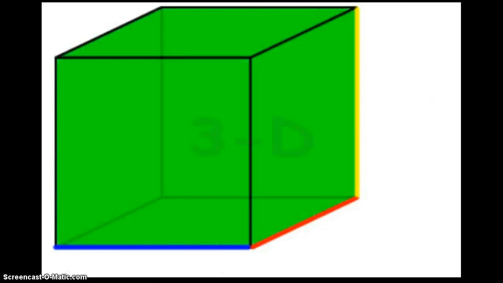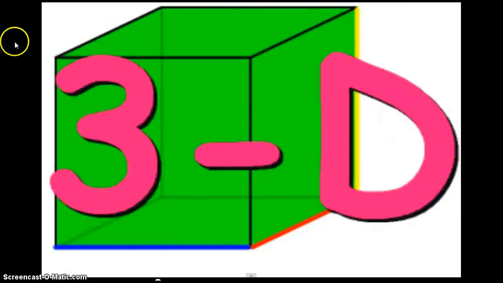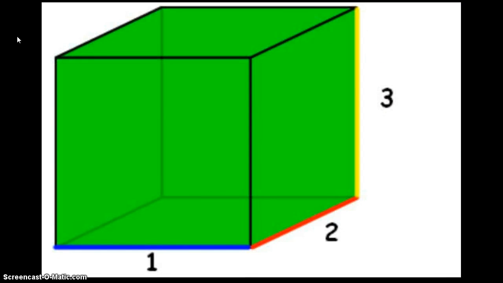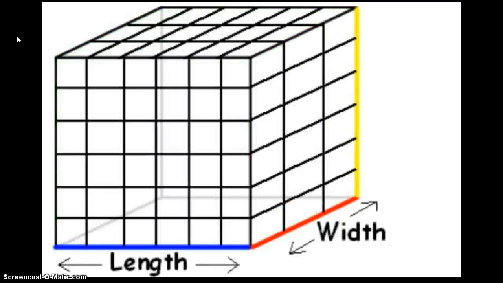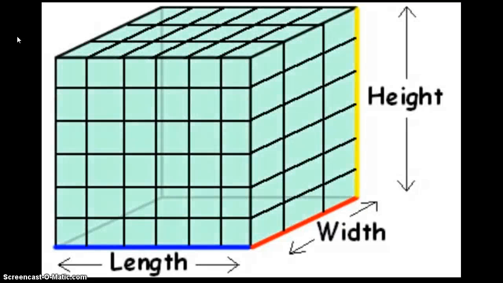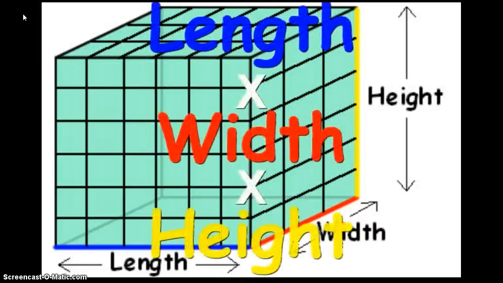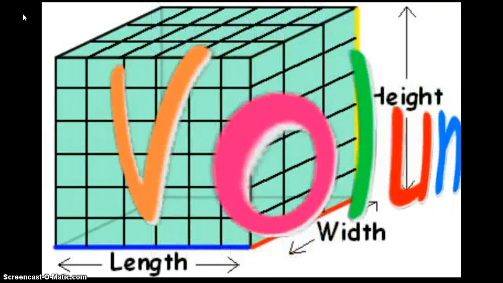Take a solid shape, one that's three-dimensional. Make a formula that's so simple. Length times width times height gives you the volume. Length times width times height gives you the volume.